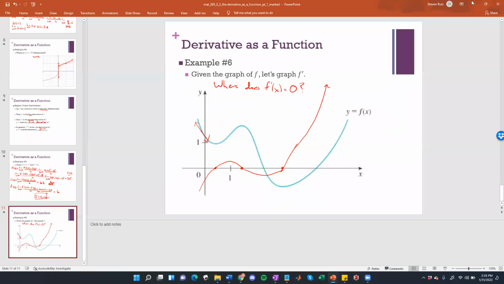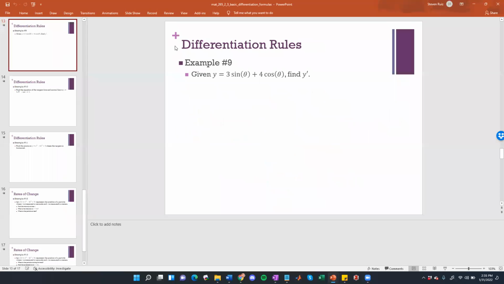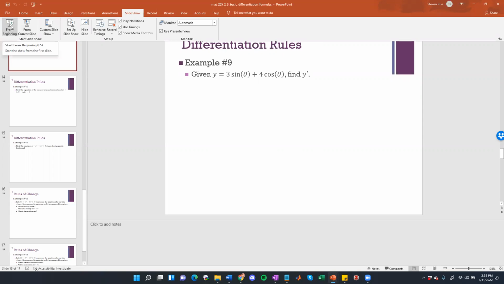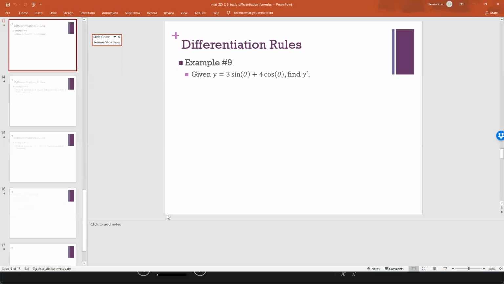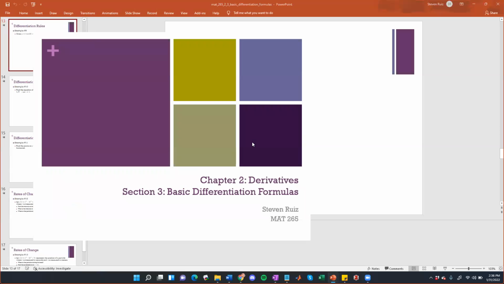So moving on to 2.3. I'm pretty sure 2.3 is going to shore up a lot of things. And what I mean by that is this. This section is called basic differentiation formulas. So what we're going to do here is come up with a lot of different rules, basically we're going to try to get away from that limit of the difference quotient.